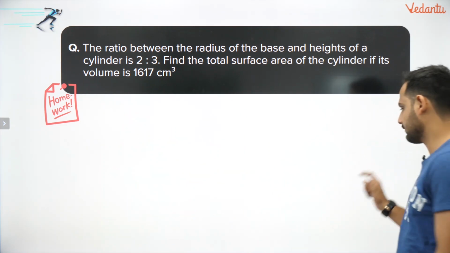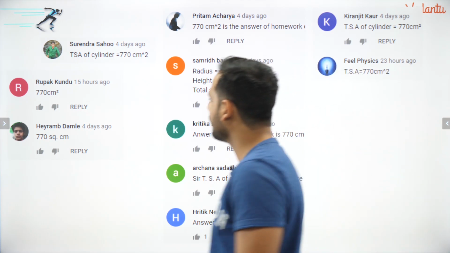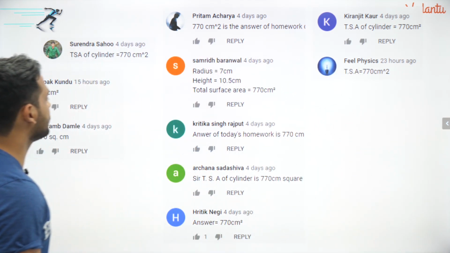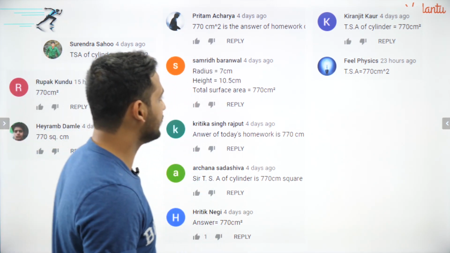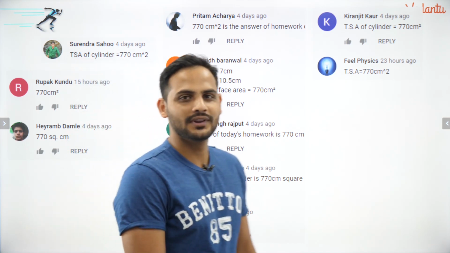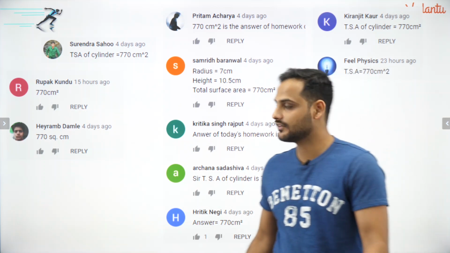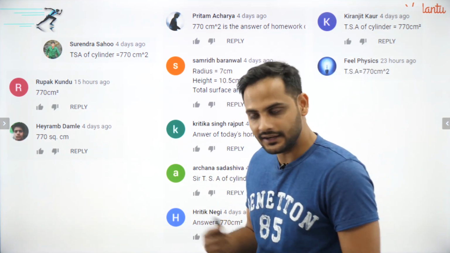Okay, so the correct answer is 770 centimeters square, and I have got the correct answer from Surendra Sahu, Rupak, Hiram Damle, Preetam, Samrid, Kritika, Archana, Ritik, Kiranjit and Field Physics. These are my star students for this week. Okay, so now let's move ahead, bacho, and let's solve today's class.